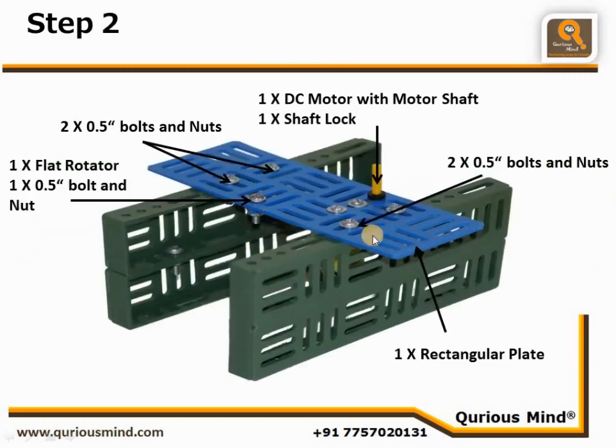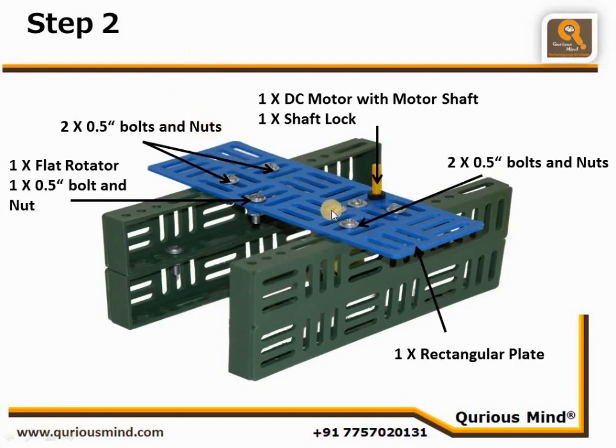Then we are going to attach the rectangular plate as a base. So these two assemblies which we made in last step are going to support our rectangular plate. They are connected with two bolts here and two bolts here. In addition, we have attached one flat rotator using a nut and bolt. That means we have actually created a hole here. We know we need two gears, and for the second gear we need an axle. So for axle we need a hole, and that we have created here.